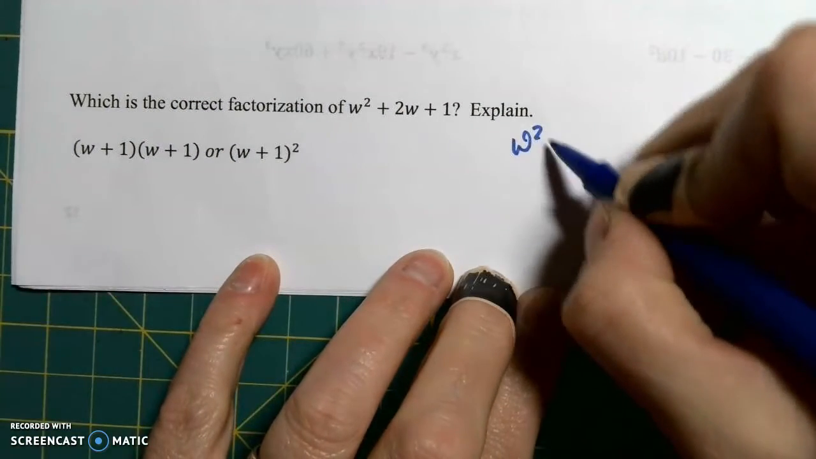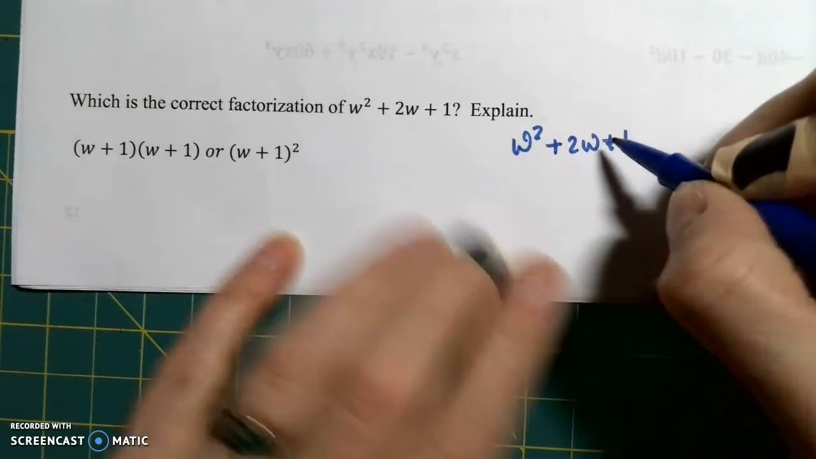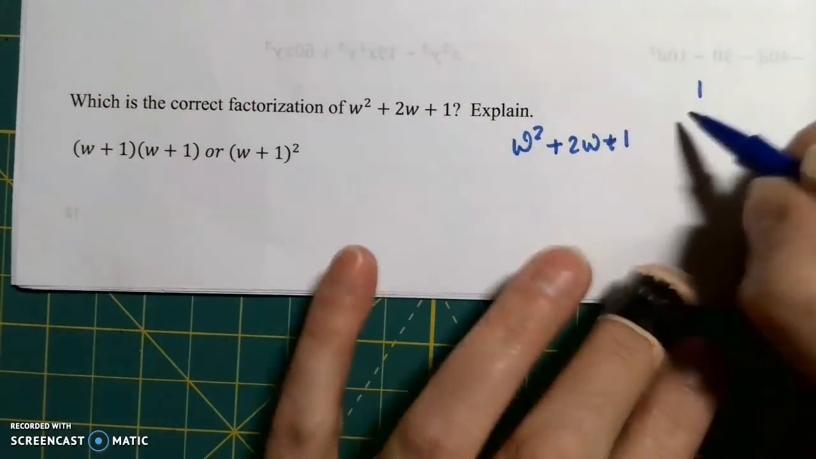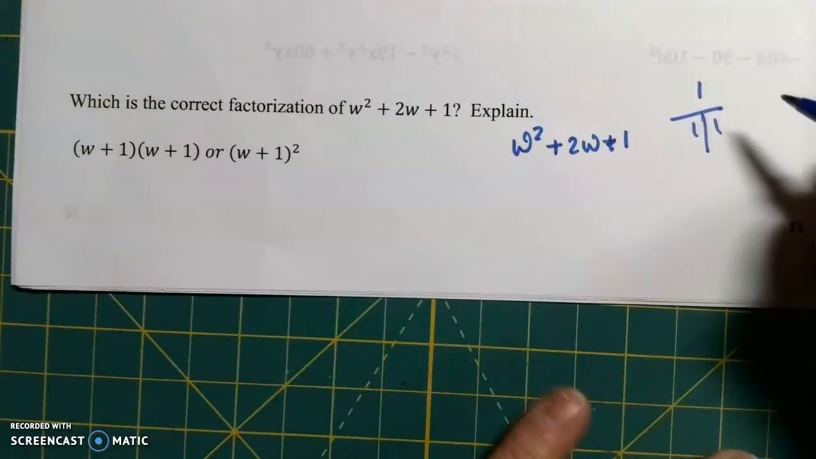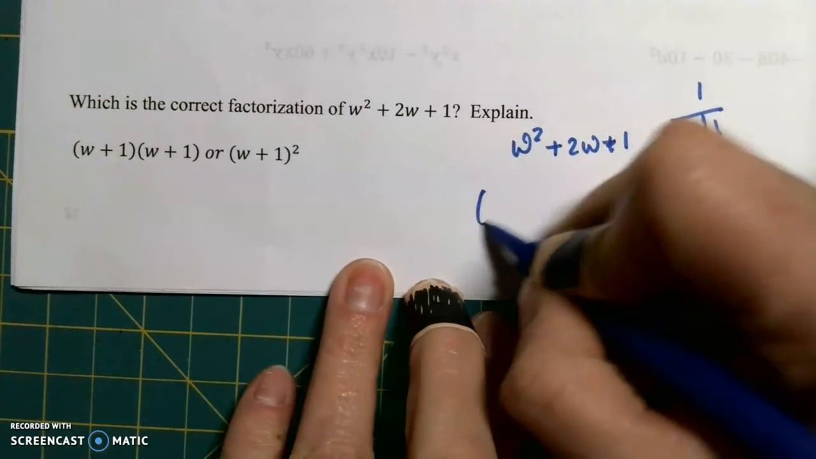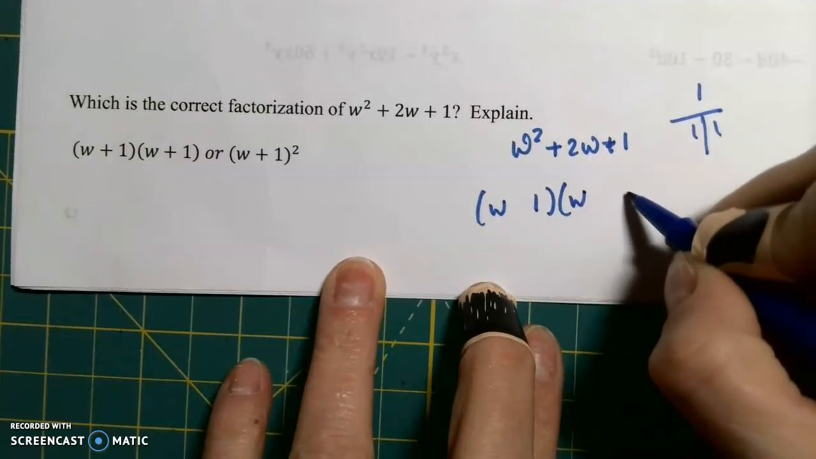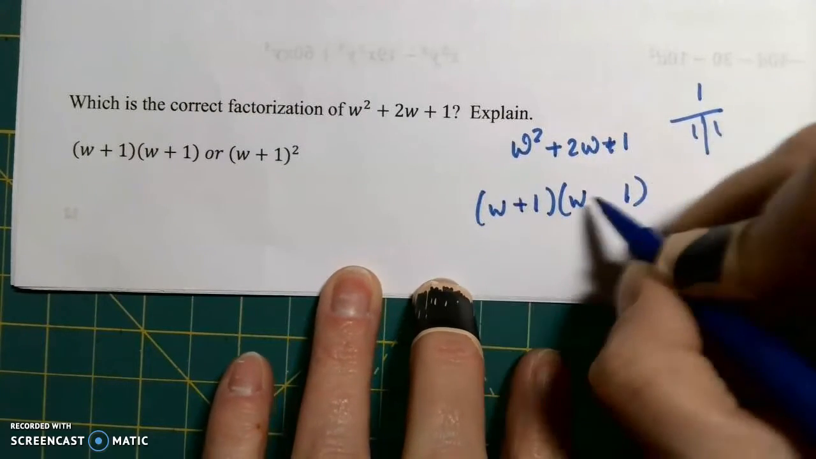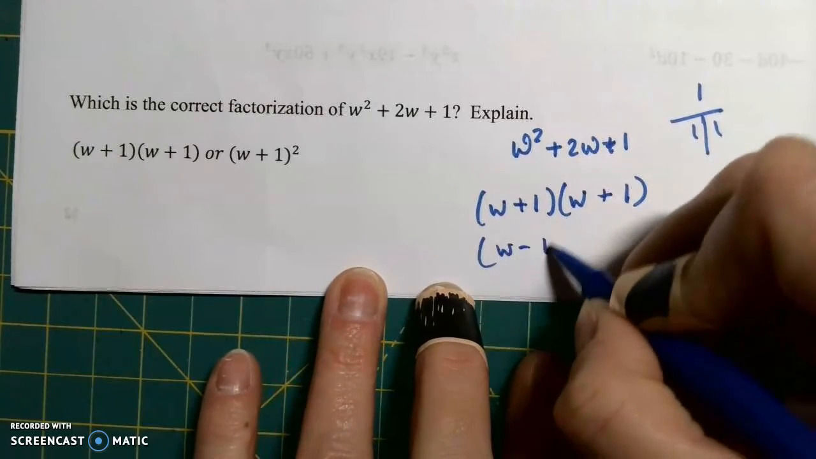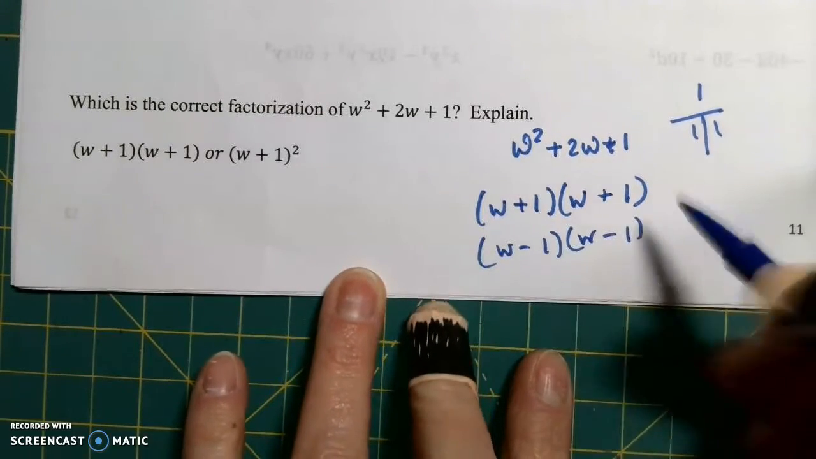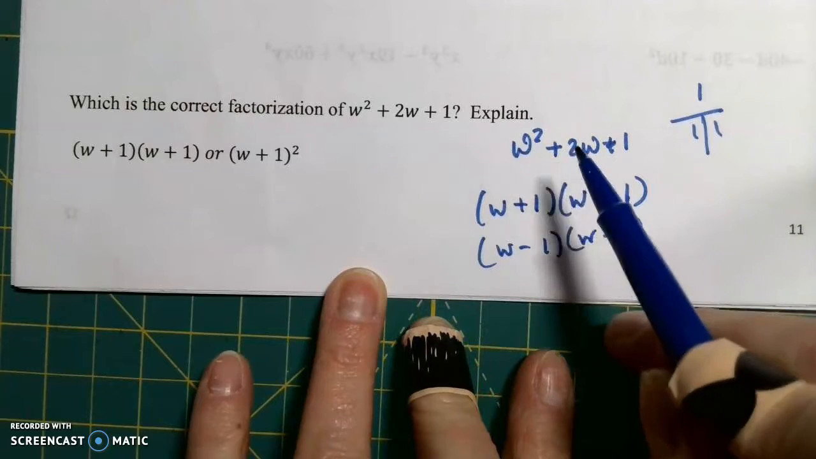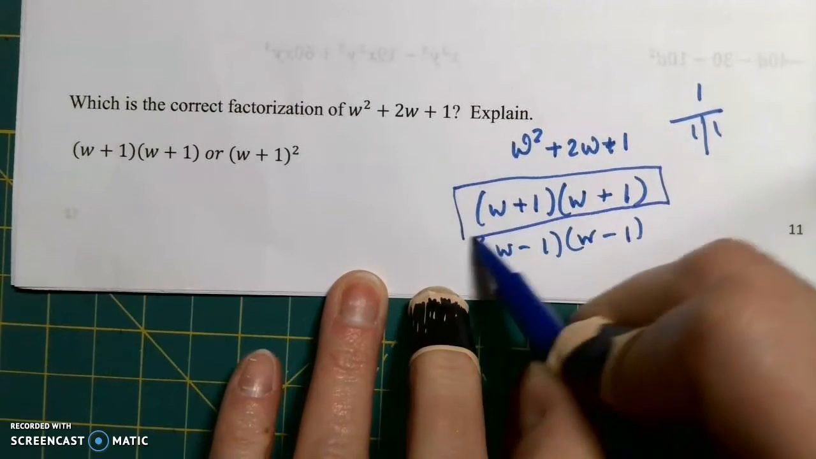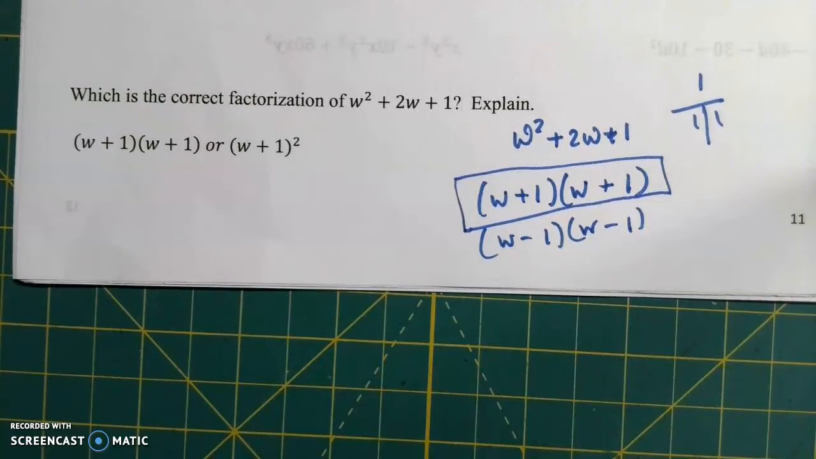So let's just quickly factor that. Ignore the fact that these are here for a moment. You can write a t-table for 1, but it's just going to be 1 times 1. So we know that it's going to be w and 1 and w and 1. And because that 1 was positive, they are either both addition or both subtraction. Then you can check with your middle term. We're going to get a positive middle term, so we're going to have to pick the positive pair.